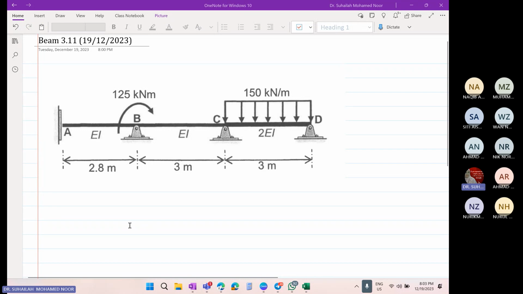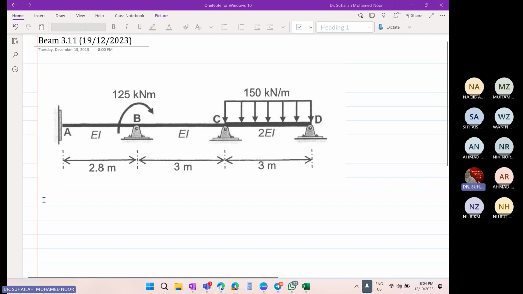So this beam is a continuous beam A, B, C, D. D is the far end pin. C and B are internal supports. A is fixed. There is an applied moment at B, clockwise, and a UDL on member CD of 150 kilonewton per meter.